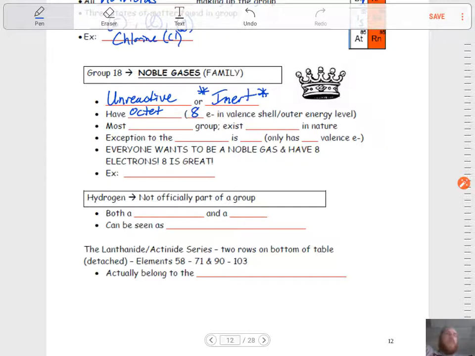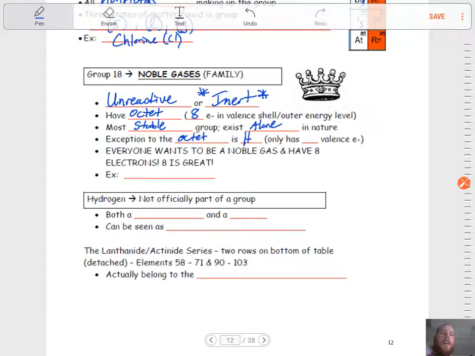Sorry, the lights went off. They are the most stable group. Again, because everybody's trying to get to 8, these will exist alone in nature. The only exception to the octet rule is what? I already talked about it here in this video. It's actually going to be helium, because it only has 2 valence electrons since it's in that first energy level. So, example, neon.